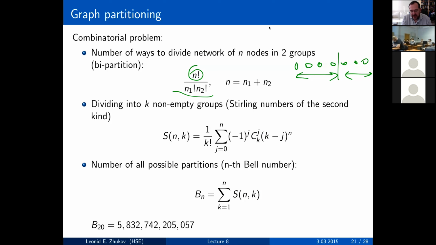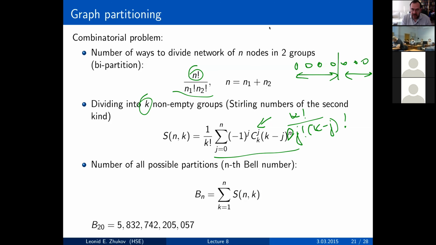In fact, there is a formula if you want to divide your graph, your n nodes or n objects, into k non-empty groups, and this formula has a name. It's called Stirling numbers of the second kind, and I just put it here so you would realize that, yeah, this is factorial, right? So this is k factorial divided by j factorial, k minus j factorial, and this is the power of n, right?